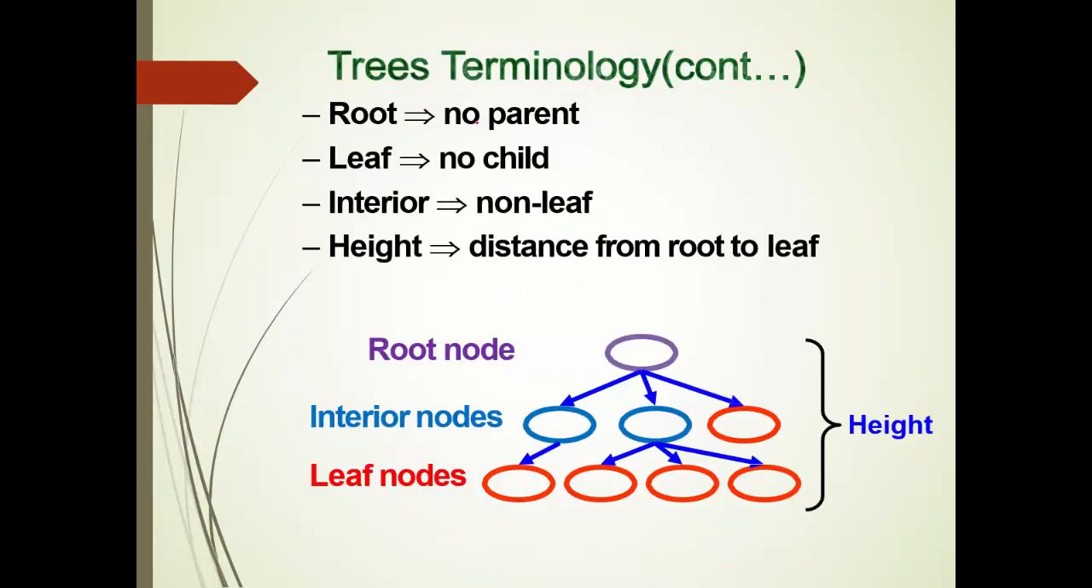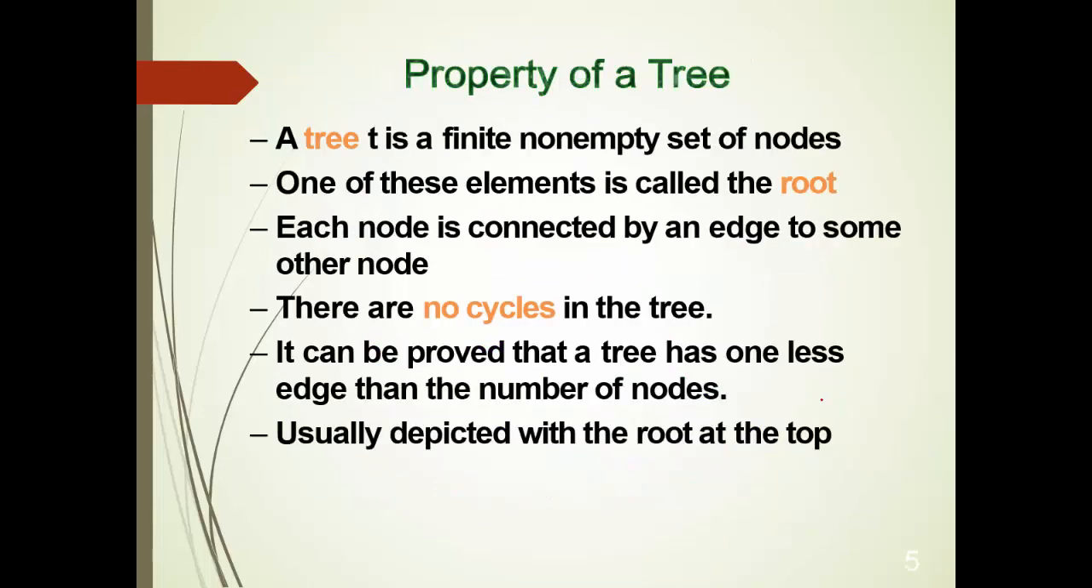As we have said, we need to keep track of what is a root. The root is a node without a parent. A leaf is the last node without a child. Interior nodes are the nodes in between. They are not leaves and they are not roots. And also we can say what is the distance from root to leaf. Then we can say what is the height. The distance, like here, is 3. So here we can say, okay, a tree is nothing other than a finite, non-empty set of nodes.